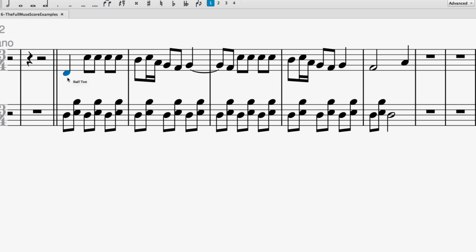Let's do the same kind of treatment. Let's look at what our pitches are in the right hand. So we have D, C, B flat, another C, and A, a G, and F, a G, F, C, B flat, C, A, G, F, G, F, A. Okay, that's all of them.